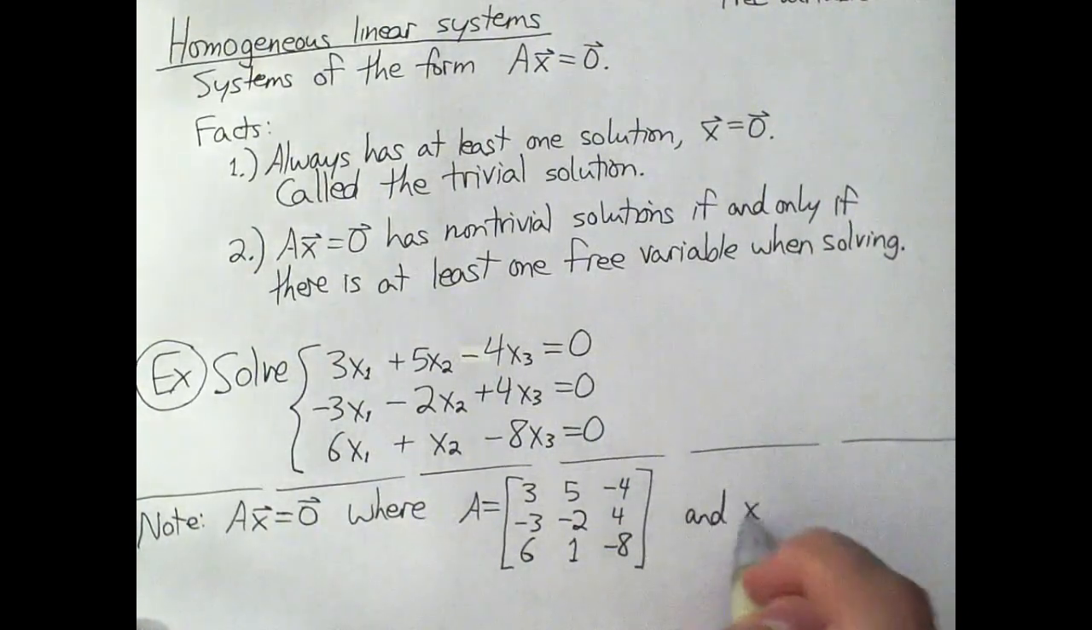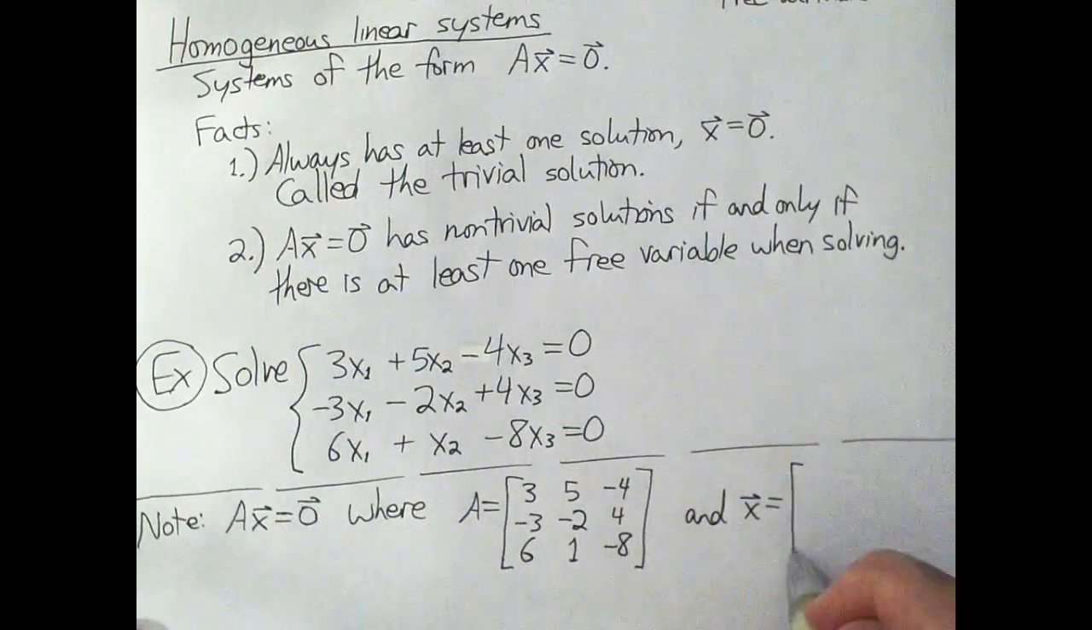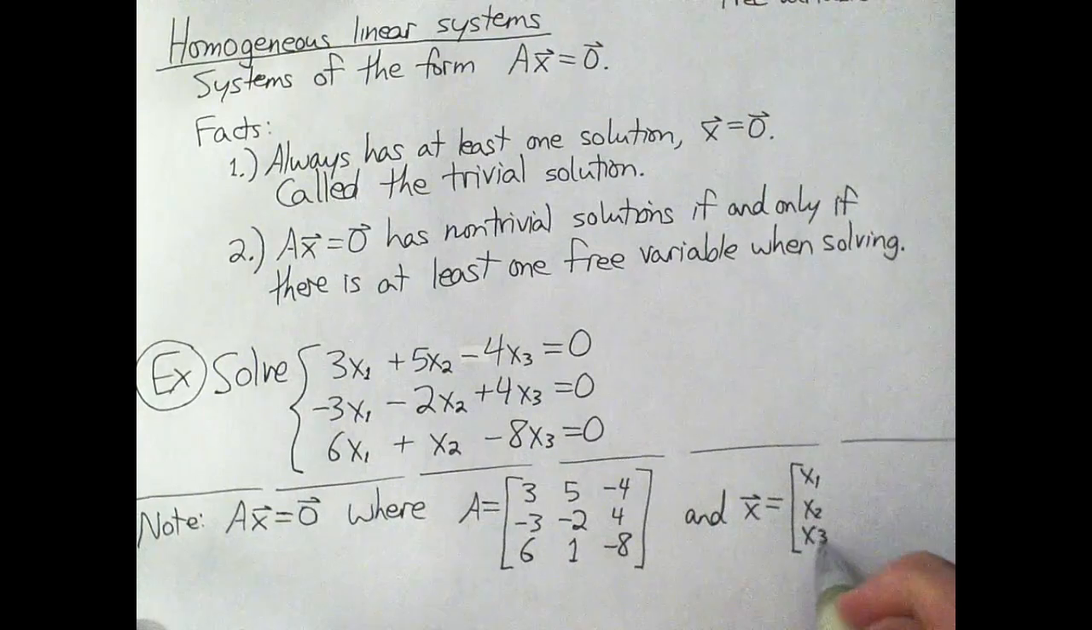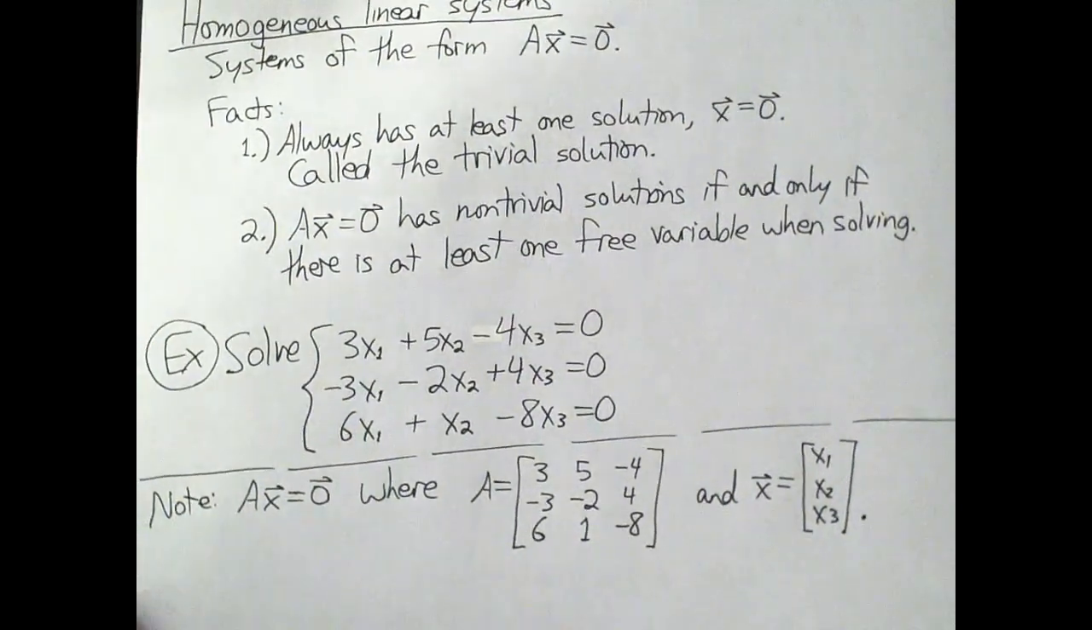And x, what would x be? X is a vector containing x1, x2, x3. And in this context, the 0 vector would be the column of all zeros. In particular, it has 3 entries, and they are all 0.